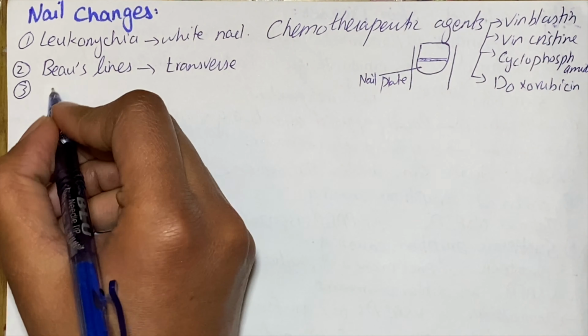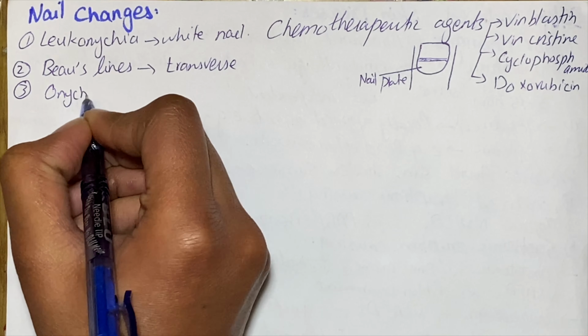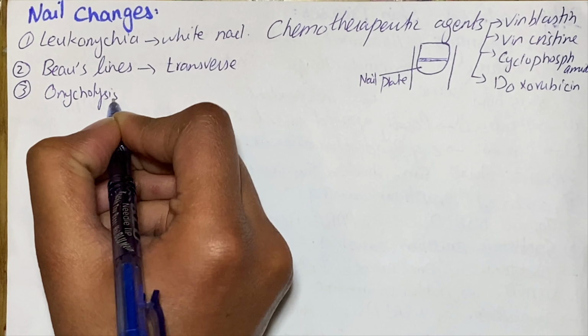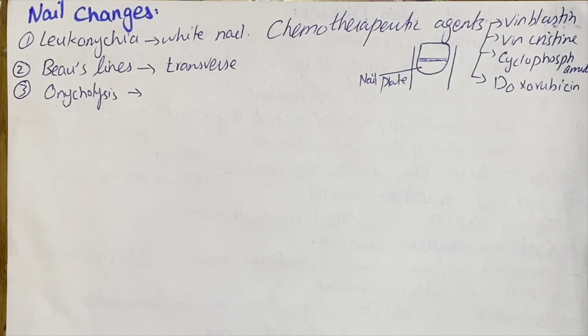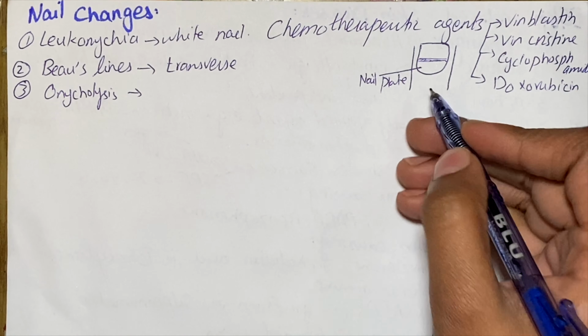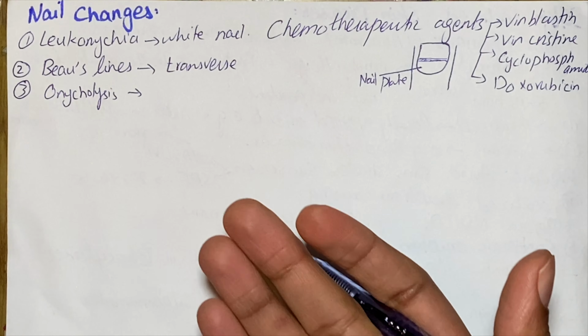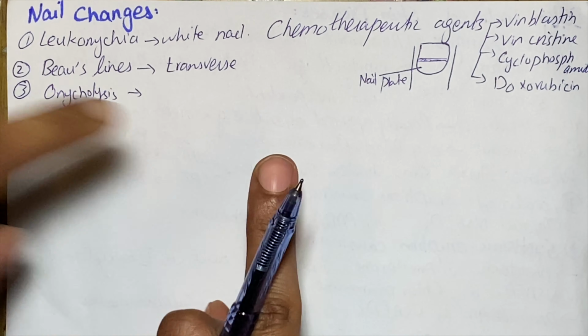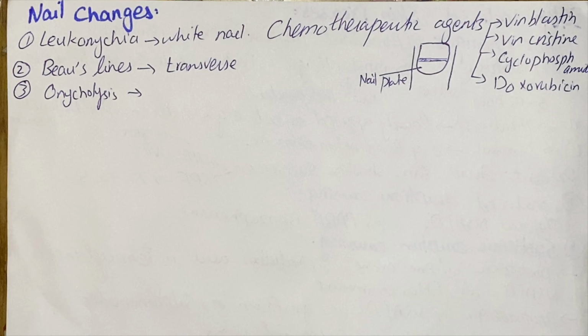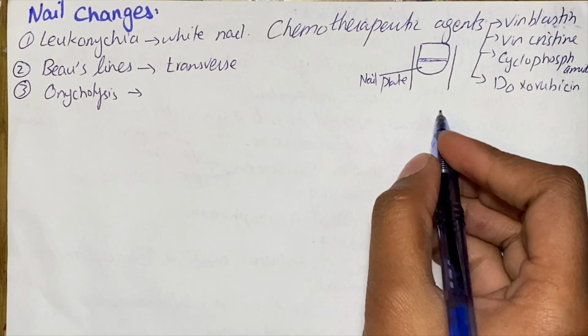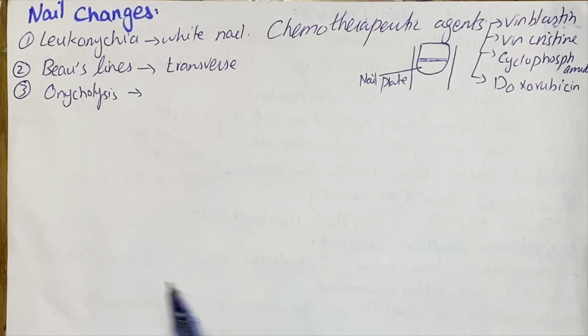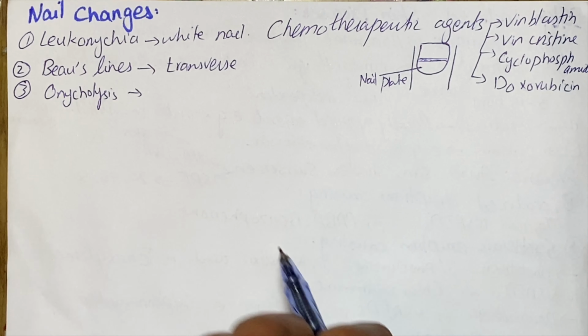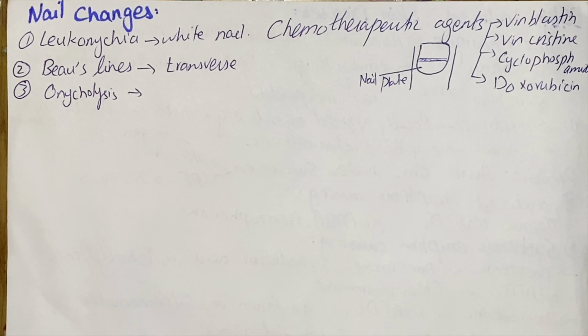So now moving towards our third term, that is onycholysis. It is actually separation of nail plate from the nail bed. As we have discussed previously, that nail plate is the actual nail, and below it there is skin with which it is being attached, which is called as nail bed. But when these two are being separated, this is called as onycholysis.